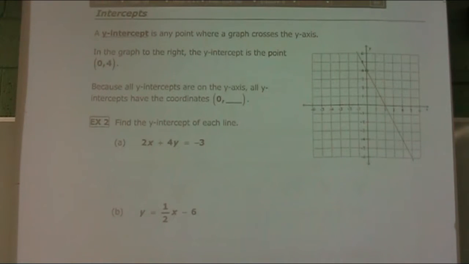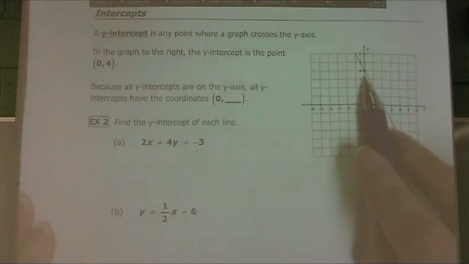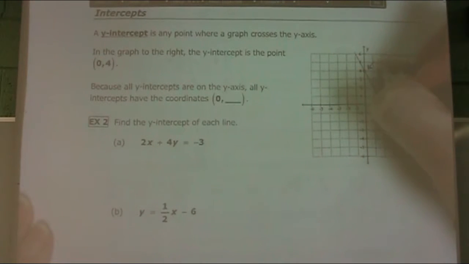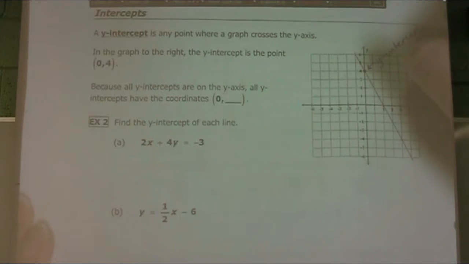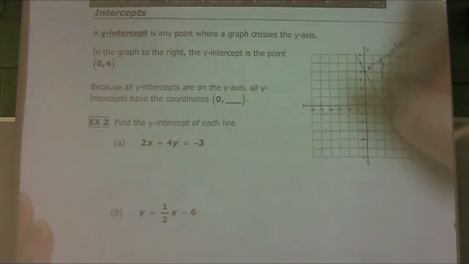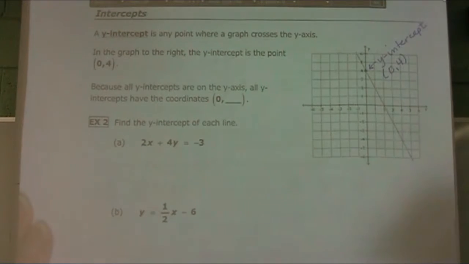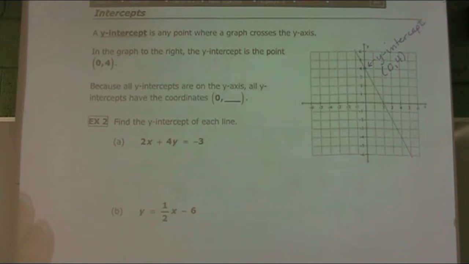All right, the first thing we're going to talk about here is intercepts. And we'll start with a y-intercept, and then we'll move to x-intercepts. A y-intercept is any point where a graph crosses the y-axis. And it doesn't have to just be a line, it can be any shape. A y-intercept is just a point where the graph crosses the y-axis. And you can see that right here in this graph. This is the y-intercept. And in this case, it is the point 0, 4. That's the y-intercept in this particular example.